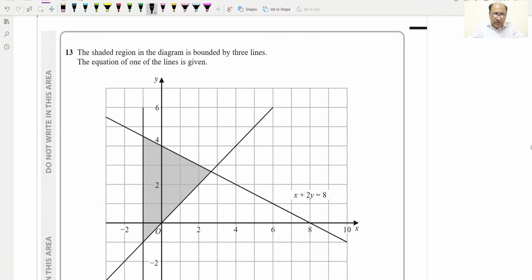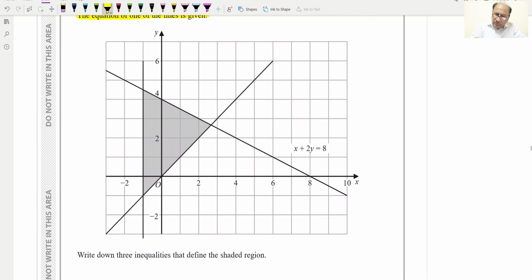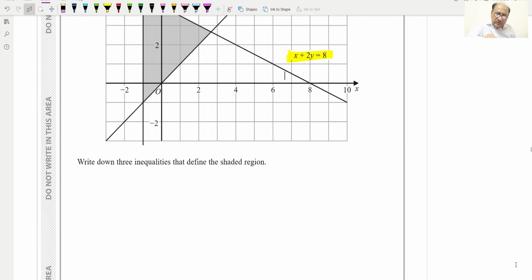Now question number 13, an inequalities question. They're saying the shaded region in the diagram is bounded by 3 lines. The equation of one of the lines is given. The portion lower than this line is shaded, so we can easily write x plus 2y is less than or equal to 8, because a solid line is there. So less than or equal to 8 will be our first inequality.